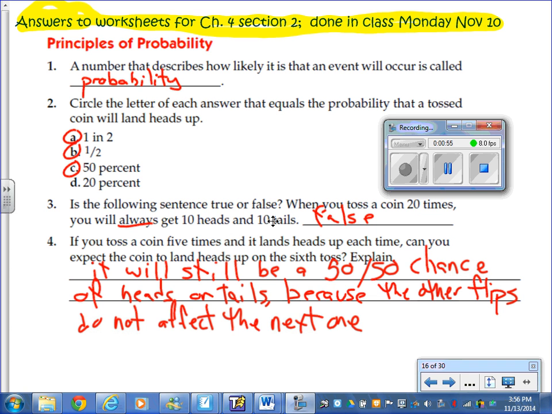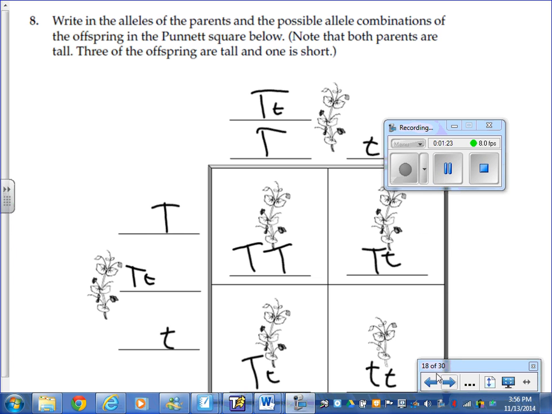Is the following true or false? If you toss a coin 20 times, you will always get 10 heads and 10 tails. No, it's just a probability. And similarly here on 4, if you toss the coin 5 times, it lands heads up each time. Does that mean it will land heads up the 6th time? And the answer is no. It's always a 50-50 chance of heads or tails because the other flips do not affect the next one.